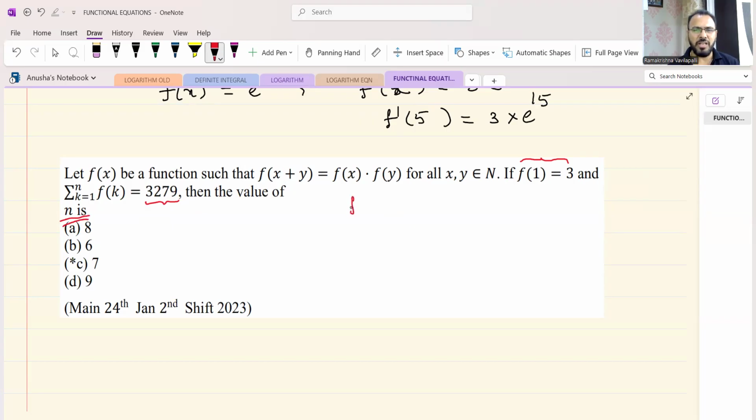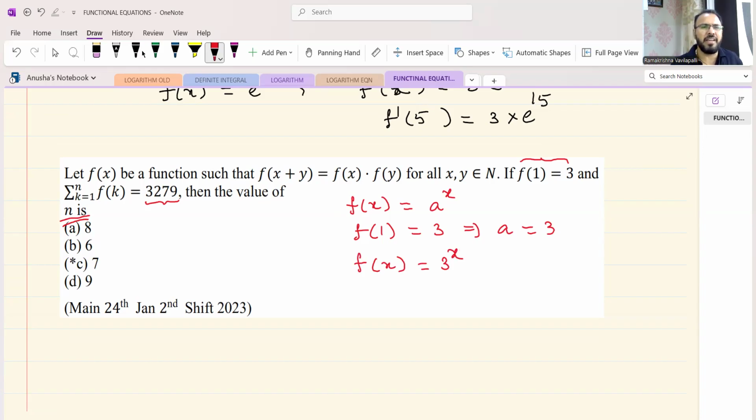So it is obvious that f of x equals a to the power x, immediately, without thinking. And f of 1 is given as 3. Put x equal to 1, you will get a equal to 3. So now what function did we get? We got f of x equal to 3 to the power of x. Very simple. Now put it in the sigma.